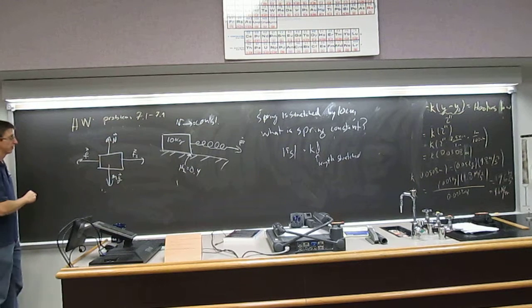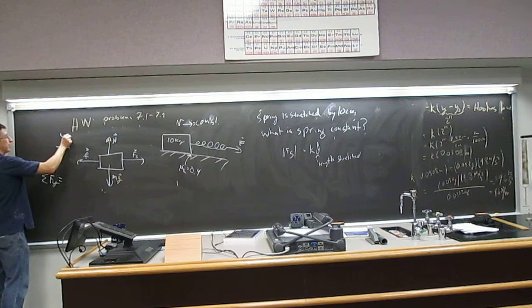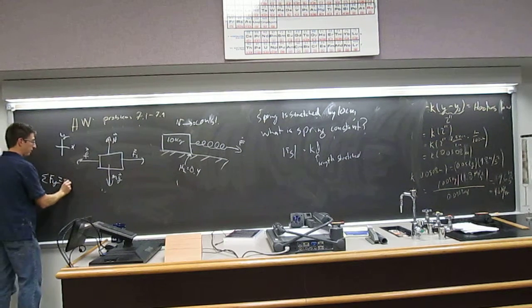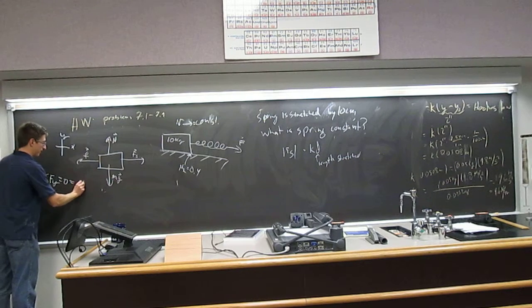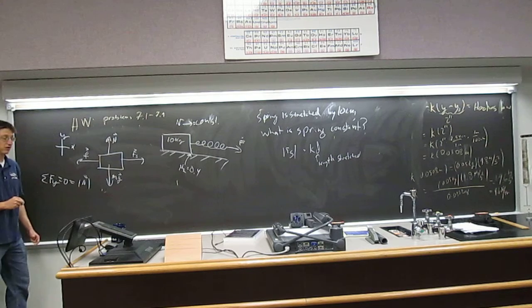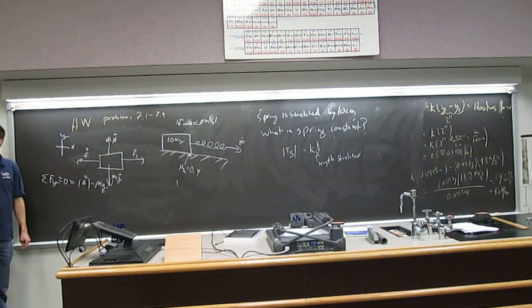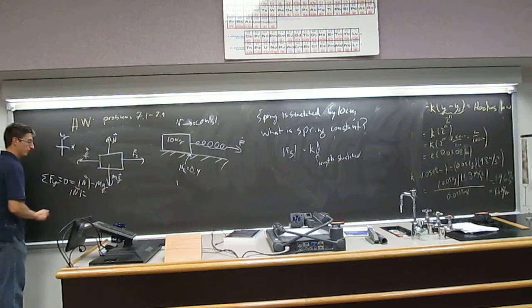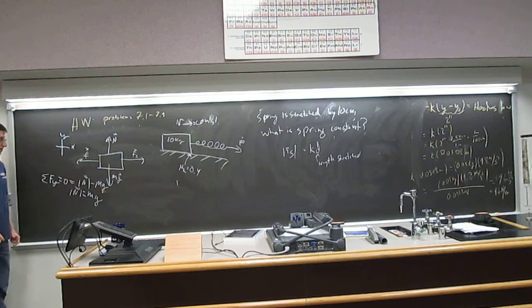Okay, let's do the sum of forces in the y direction. I'm going to introduce y and x like this. What's the sum of forces in the y direction? It's 0, because it's not accelerating through the floor. So the normal force minus mg equals 0. The normal force points in the up direction, and mg is in the negative y direction. And so the normal force is equal to mg. That's what I get from this equation.